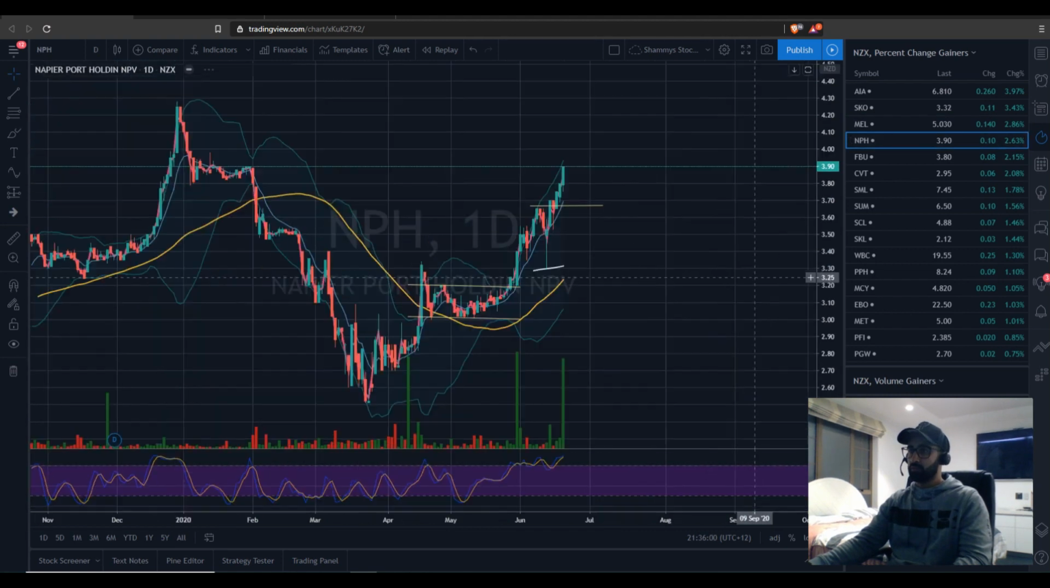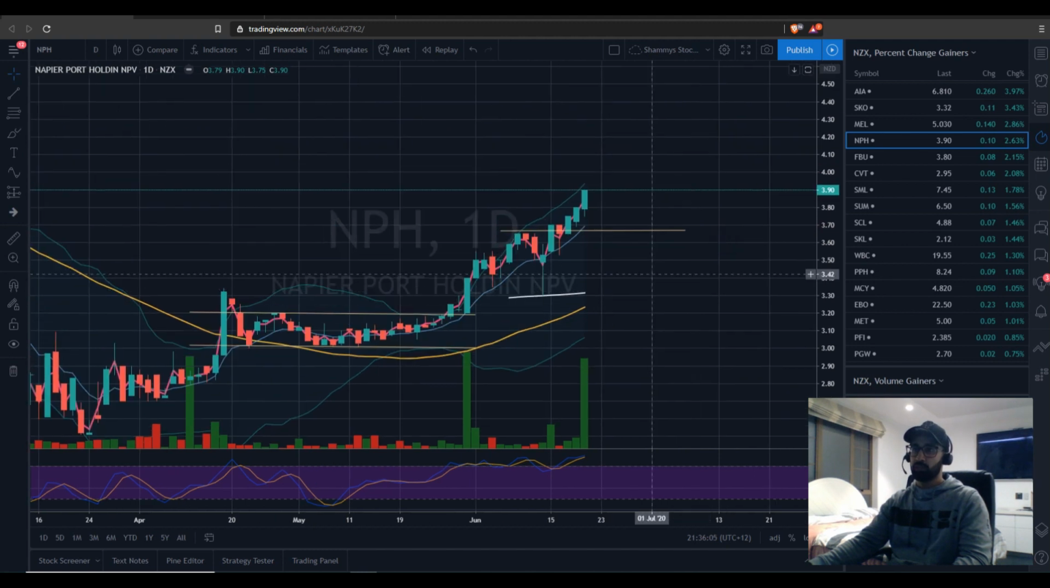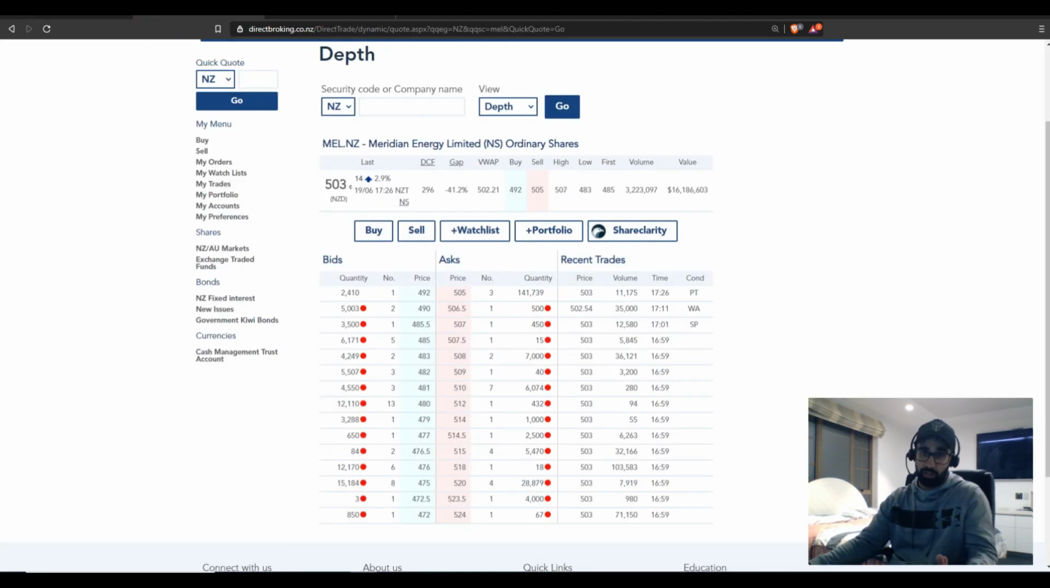What's the next one? Here we go. So this looks like a good stock. However, it has to be a good stock on the market depth too, because there's no point saying the stock is good, but we don't even.